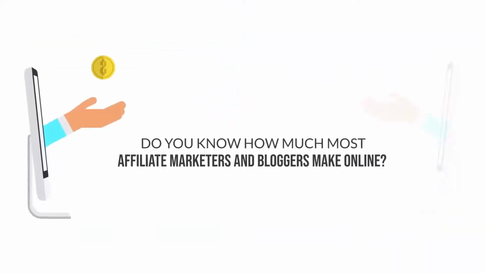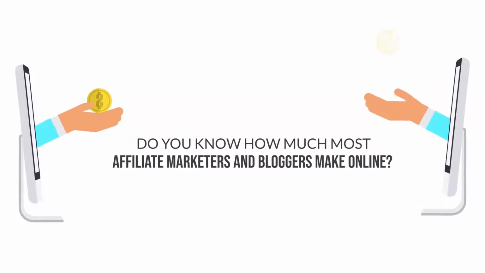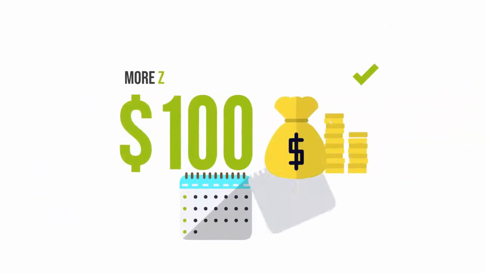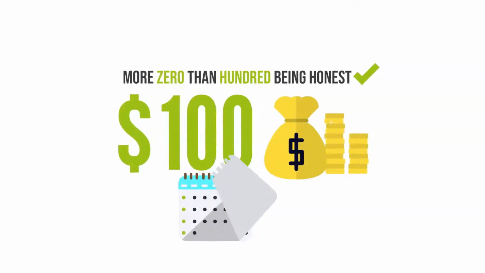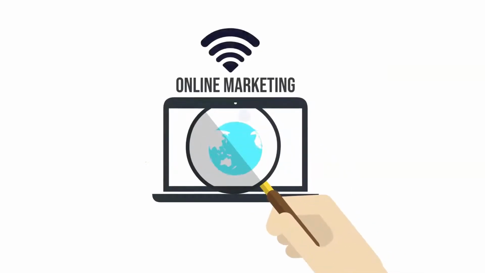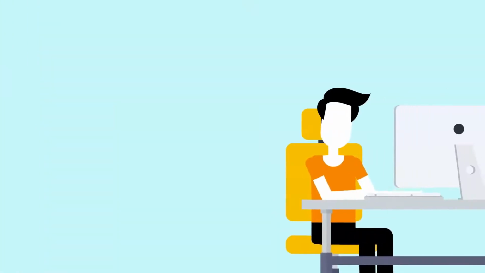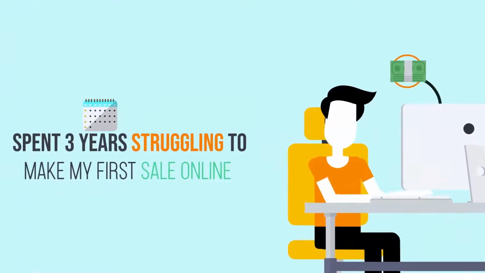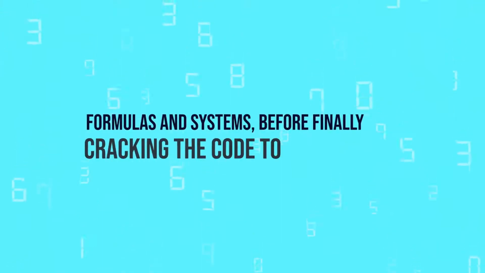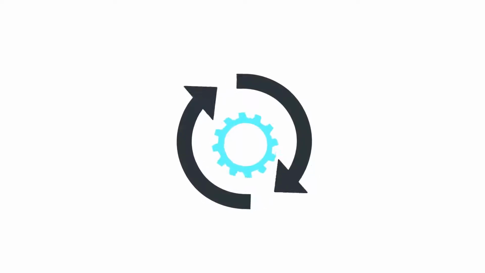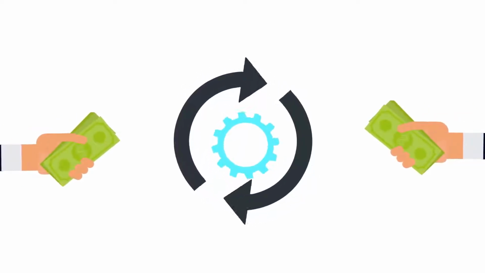First though, let me ask you, do you know how much most affiliate marketers and bloggers make online? Let me tell you the sad truth. It's anywhere from $0 to $100 per month. More 0 than 100, being honest. Yes, this is the cold hard truth about online marketing. I personally spent 3 years struggling to make my first sale online, trying to work out methods, formulas and systems before finally cracking the code to success. Once I streamlined that process, regular sales began and my commissions grew every month.